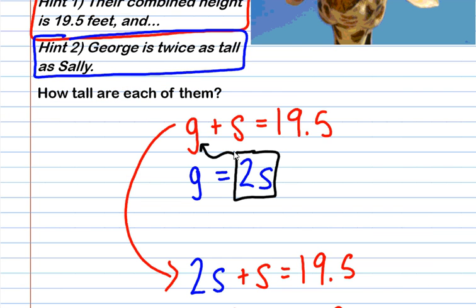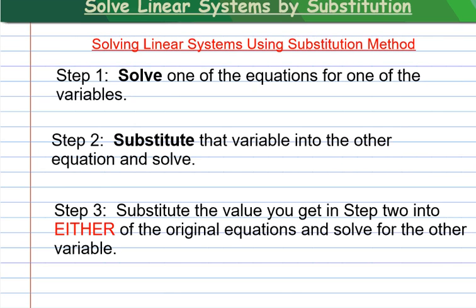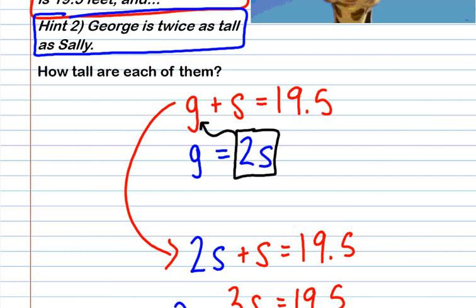That was this black line I drew. Take that second clue and use it in the first equation. Sometimes it goes the other way. Sometimes I'm using the first equation to rewrite the second. Step 3 is substitute the value you got in step 2 into either of the original equations and solve for the last variable. That was shown right here.